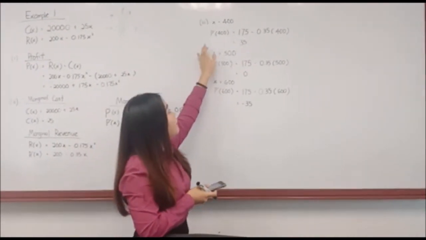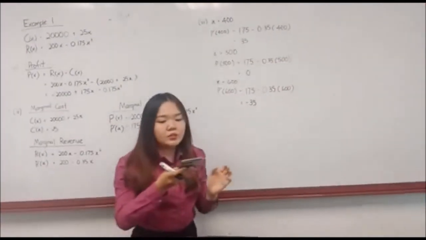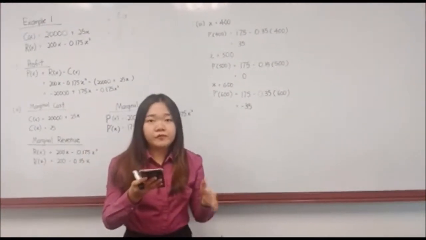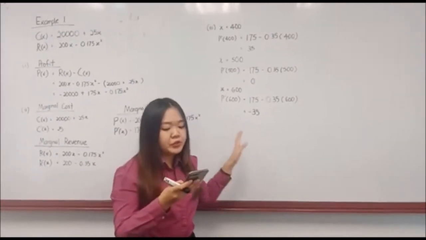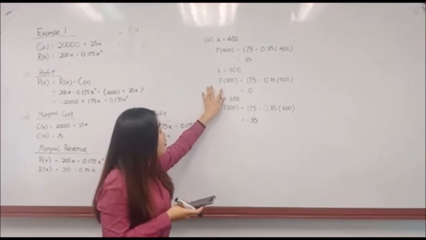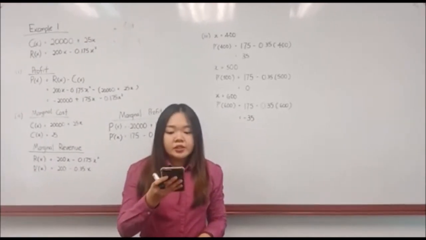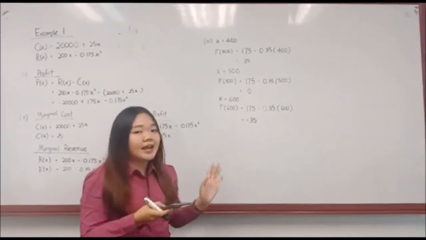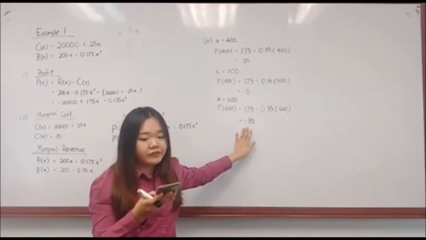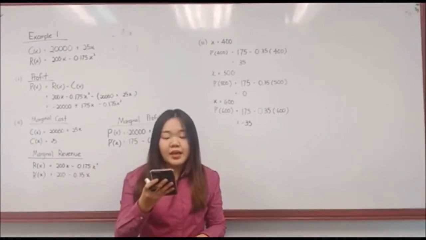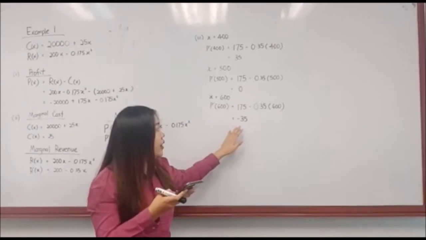We put 400 into the marginal profit function, and we will get 35. This means that at the production level of 400, the profit increases at the rate of 35 ringgit per unit. When x equals 500, we will get 0. This means that at the production level of 500, profit remains constant and unchanged. When x equals 600, we will get negative 35 ringgit. This means that at the production level of 600, profit decreases at the rate of 35 ringgit per unit.